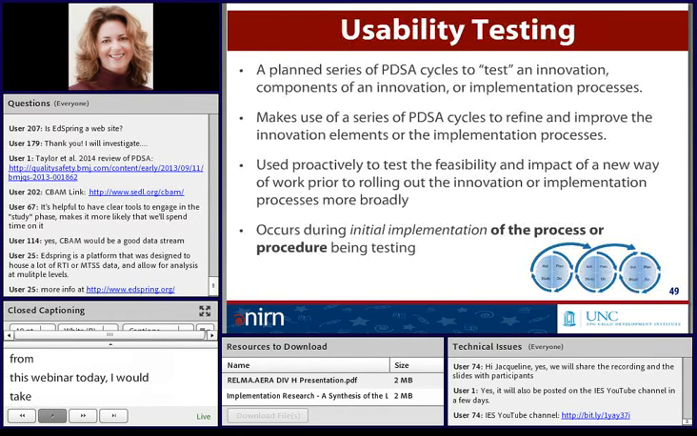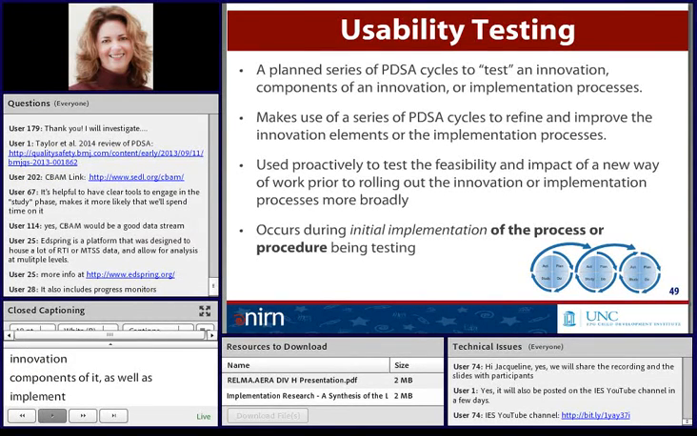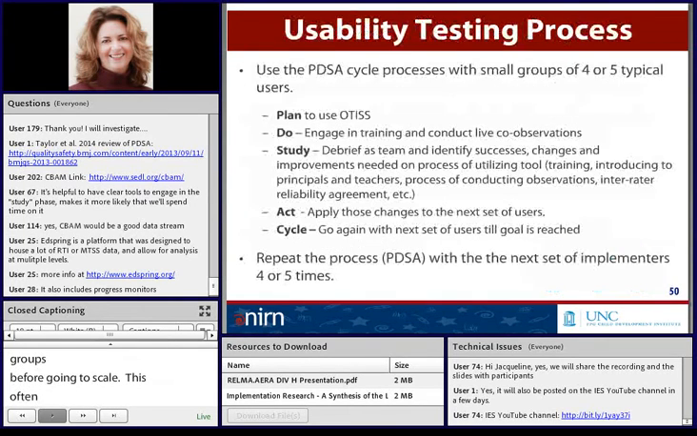Usability testing is a planned series of PDSA cycles to test out an innovation, the components of it, as well as those implementation processes. You make use of them to refine and improve upon, and it helps us proactively test out the feasibility and what the impact is for that new way of work that we're rolling out. So if we're rolling out a new literacy program or a new fidelity assessment, for example, we are doing intentional series of improvement cycles with small groups before going to scale. So this often happens during the initial implementation of a process or procedure.